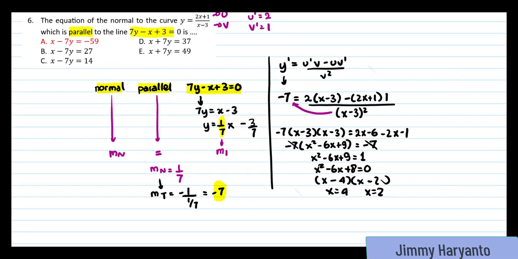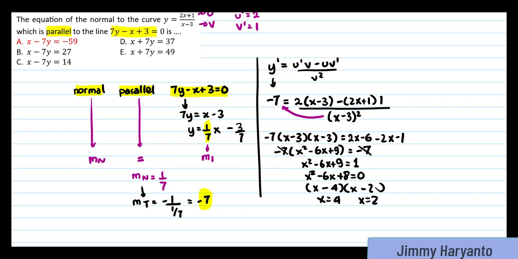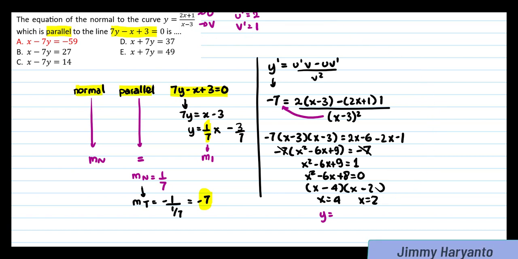Okay, now we already have the x value of the point. That means the next step will be to find the y. To find the y, you only have to put this x into the y right there. So for the first, you will have 2 times 2 plus 1 over 2 minus 3. You will have negative 5. And the other one, you will have 4, 5, 5. The same? Is it the same? Oh, my bad. This one is not negative 5. It's 9.